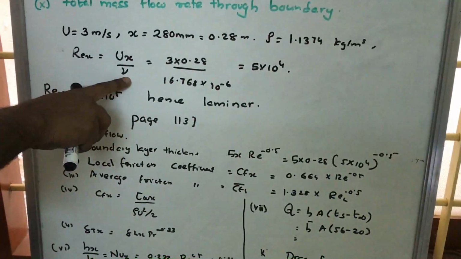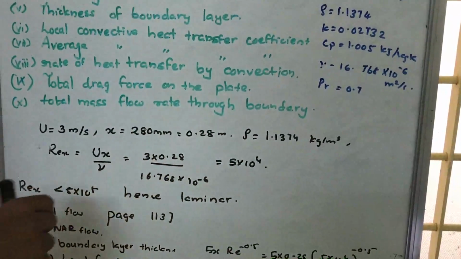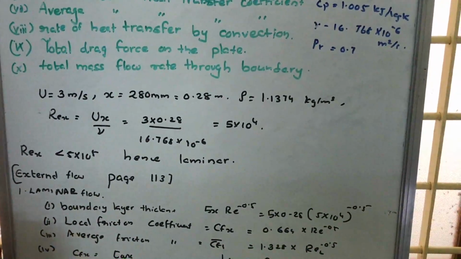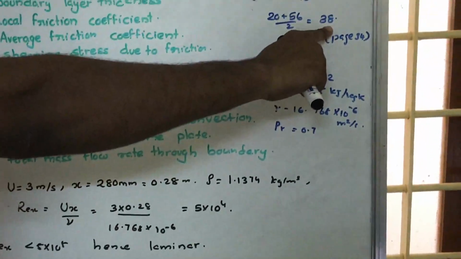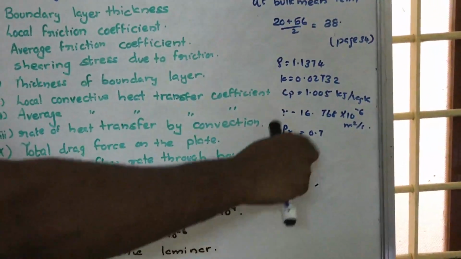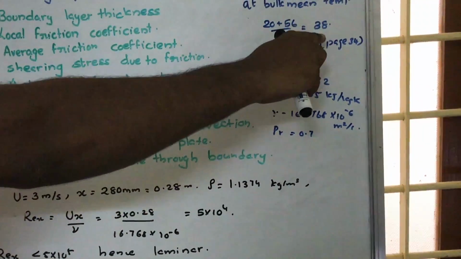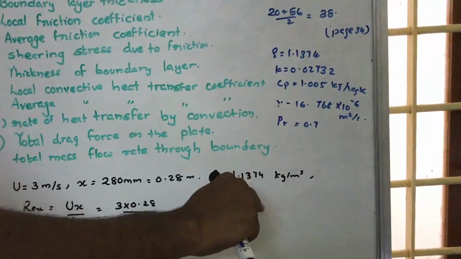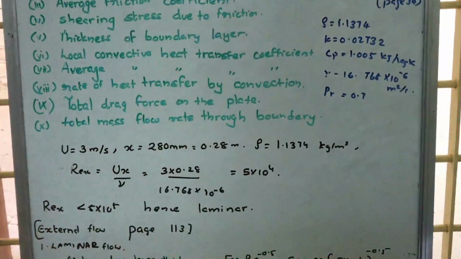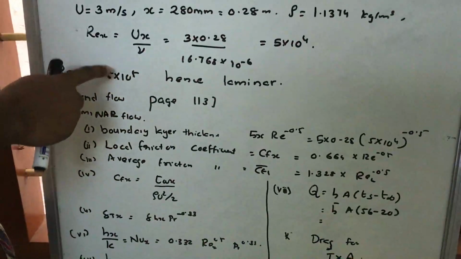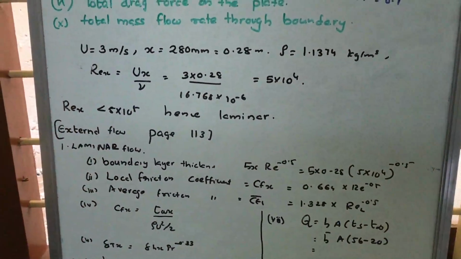Nu is the kinematic viscosity, and we will either obtain it from the table or it will be given in the question. So here at the average temperature of 38 degrees, the properties are given, or we will find the average temperature and the corresponding values from the table. So nu is given, we will substitute that and find the Reynolds number. Reynolds number is 5 into 10 raised to 4.